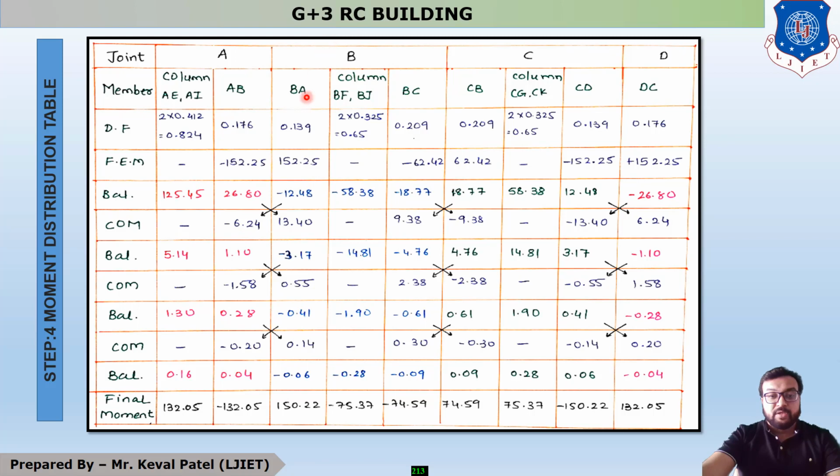Similarly on B, at BA your value is plus 150.22. At column, it is minus 75.37 and at BC, it is minus 74.59. So you can take the summation of all these net values, so it is balanced. So students, this is the end of your step number 4, which is the most important step, and the name of the step is the moment distribution table.